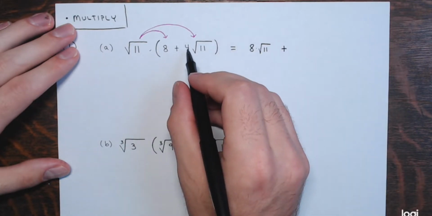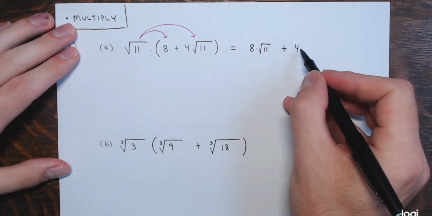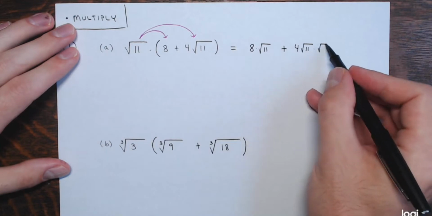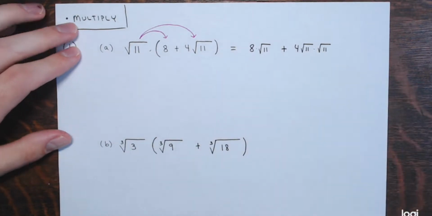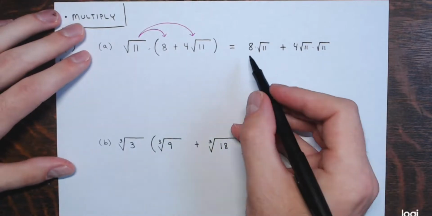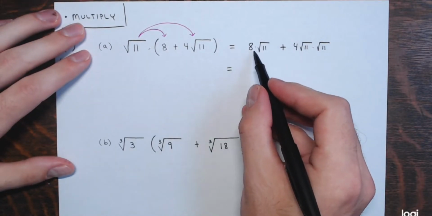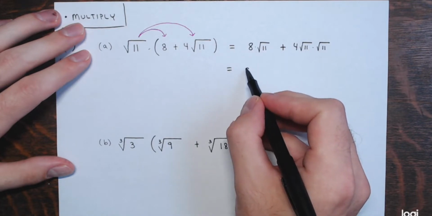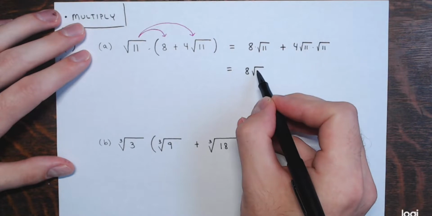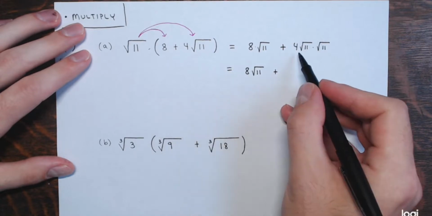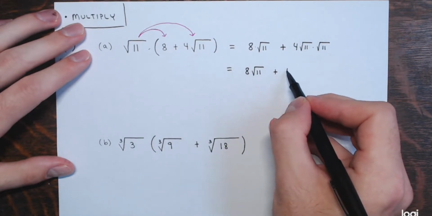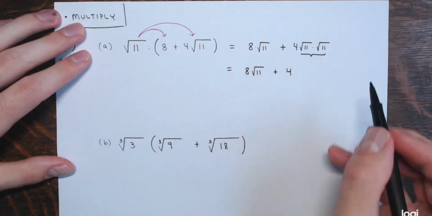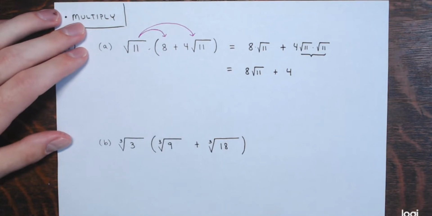plus 4 times the square root of 11 times the square root of 11, the square root of 11 again. Again, you don't really do anything with the first two because one's a non-radical factor and the other's a radical factor, so that's simply 8 times the square root of 11 plus, and then here the non-radical factor is 4, but the two radical factors I can multiply together: the square root of 11 times the square root of 11.